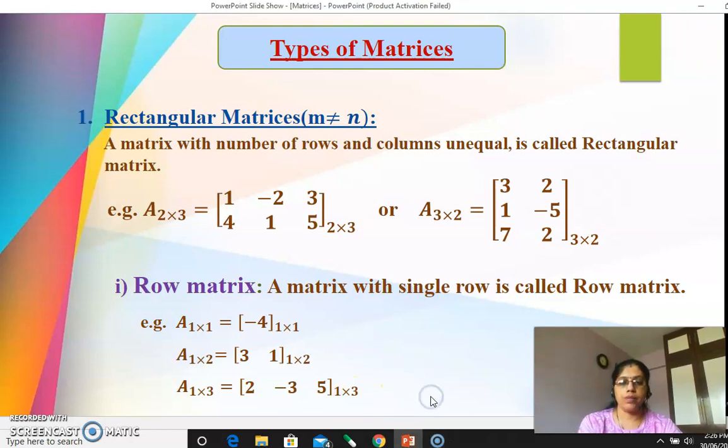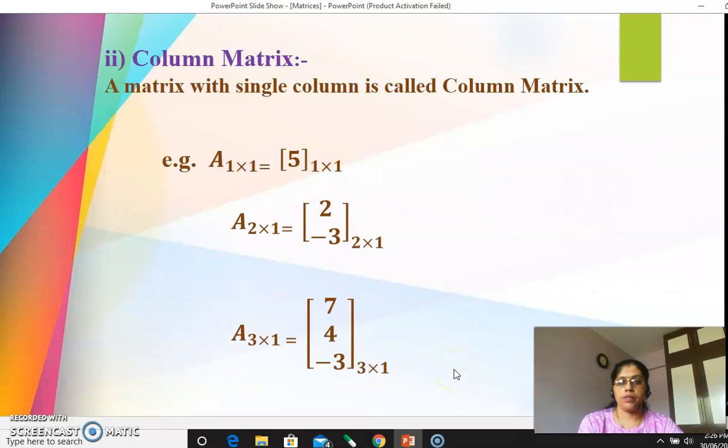Next, another type of rectangular matrix is the column matrix, a matrix with a single column. Same as a row matrix has a single row, a column matrix has a single column. So a matrix with a single column is called a column matrix. Again, any matrix of order 1 by 1 is a column matrix. It's a row matrix, and it's also a column matrix. Both are possible here.